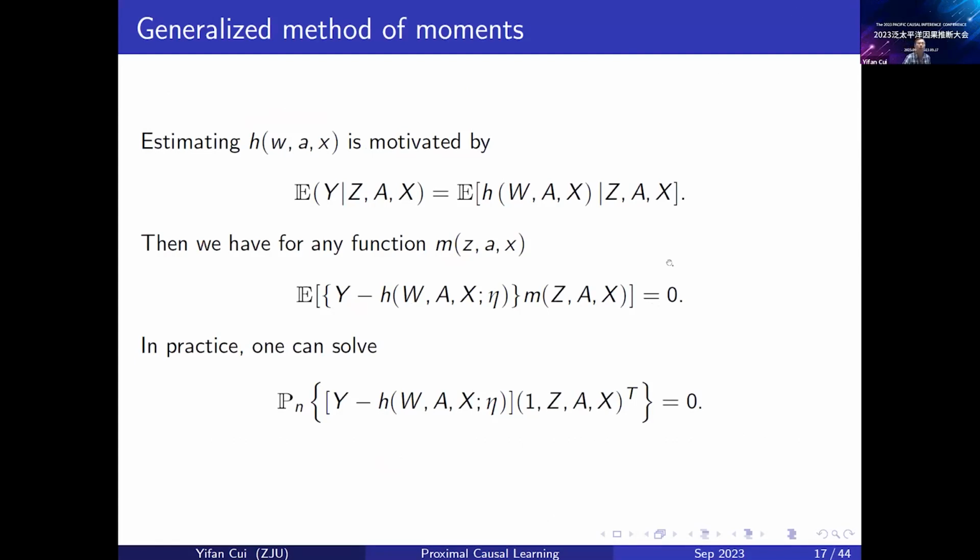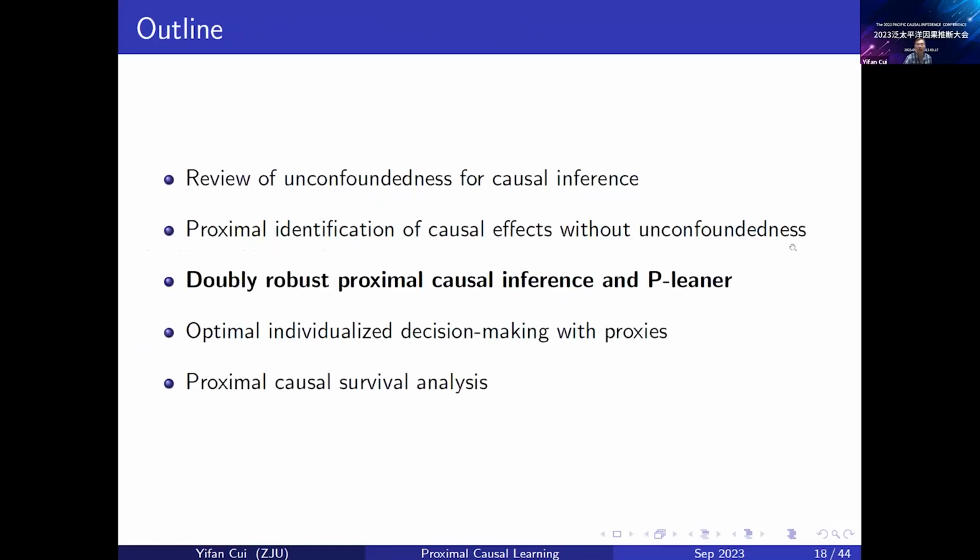It's because assumption 2A implies a moment restriction. So the expectation of (y minus h) times this function m equals 0. You use as many equations as you have parameters, so the method and the theory of the generalized method of moments can be applied here. Okay, this is about the identification and estimation using the outcome confounding bridge.